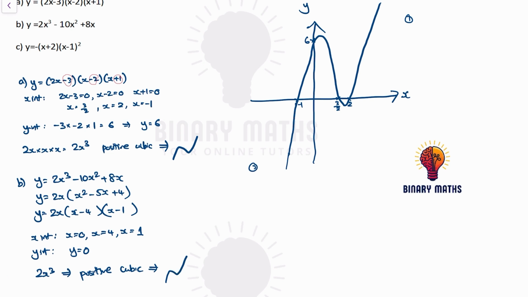Okay, so if I were to sketch it, x-intercepts are x equals 0, x equals 1, and x equals 4. The y-intercept is 0, it's a positive cubic, so it starts off at 3, ends up at 1. So it's going to look like so.